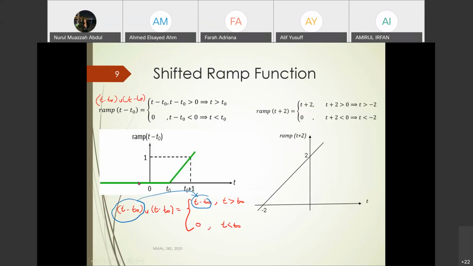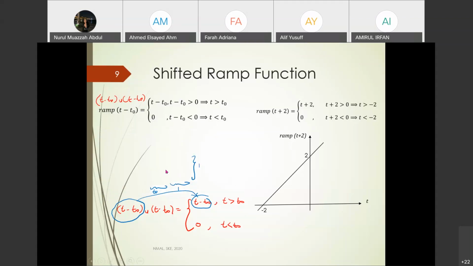When you want to draw the ramp with t naught, which has been shifted, it depends on t naught. So this is a generic graph. Let's say that t naught is at this position, so you shift the signal here by t naught, and only then does the signal go up like that. It has to be directly proportional juga. It means that if this one has value 1 from t naught to t naught plus 1, this one pun has to be 1 juga. So this is r(t minus t naught).